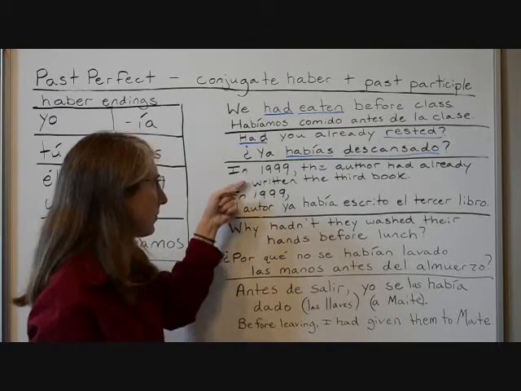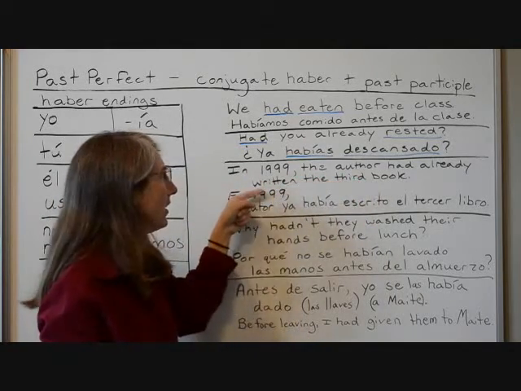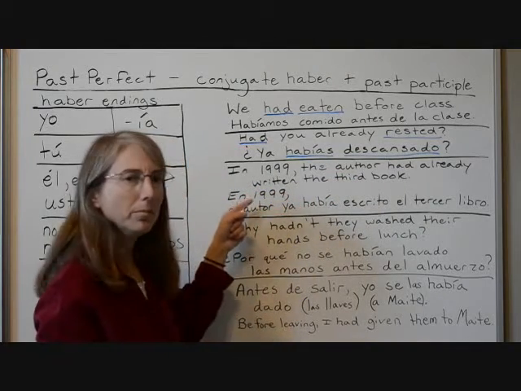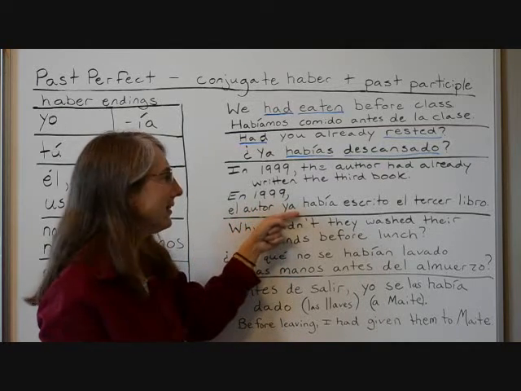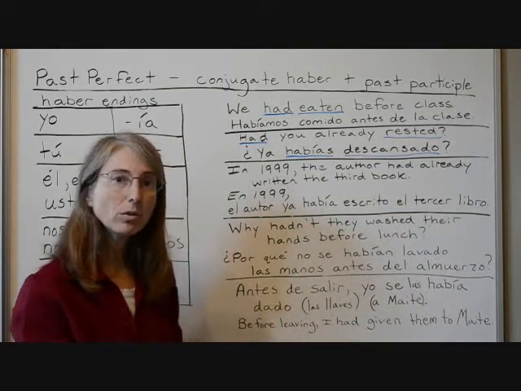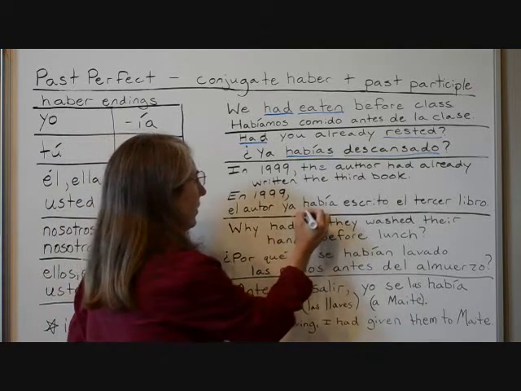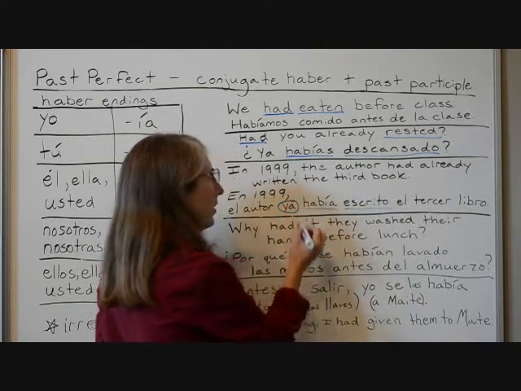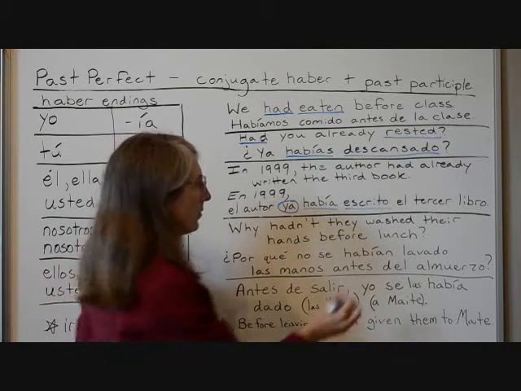Now another example. In 1999, the author had already written the third book. En 1999, el autor ya había escrito el tercer libro. Again, notice that the ya comes before the verbs. And notice that all of these past participles end in the singular o.